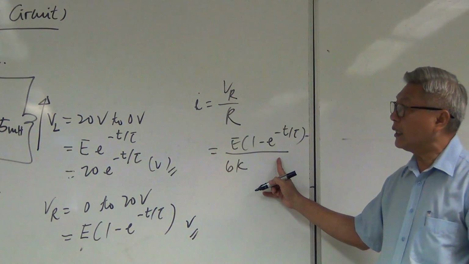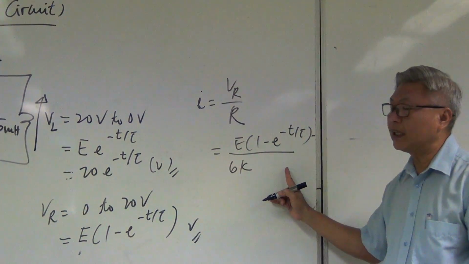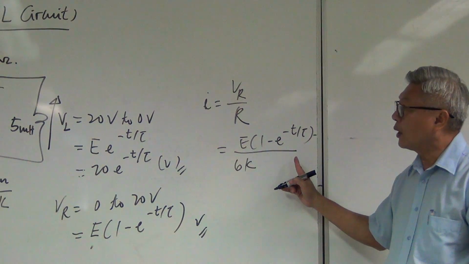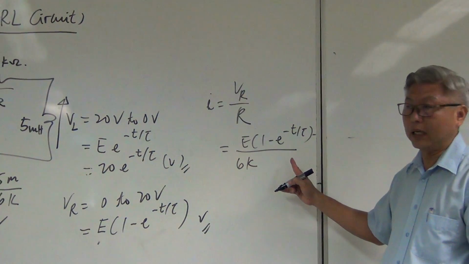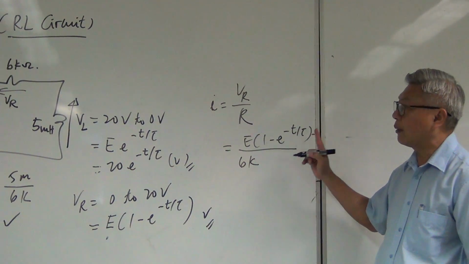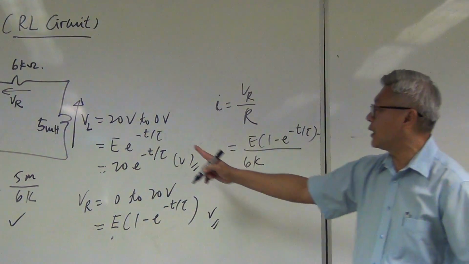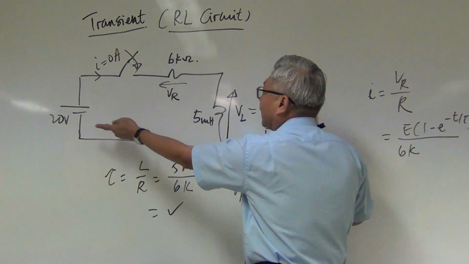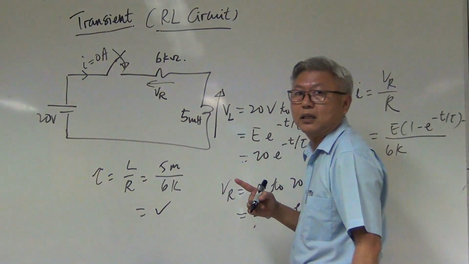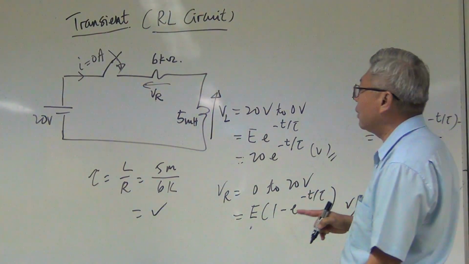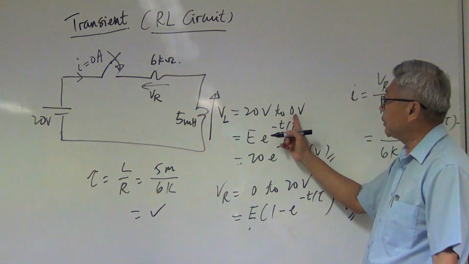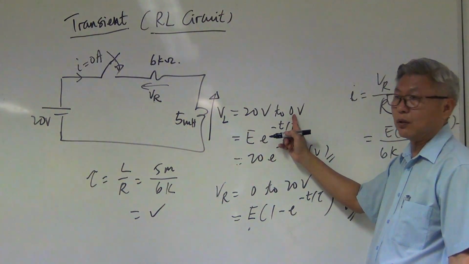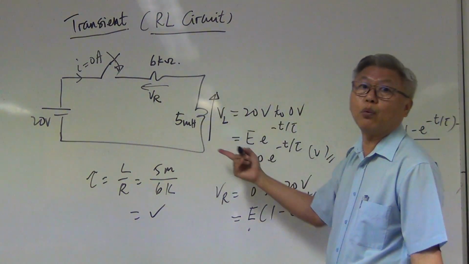It's increasing. So finally, the final current in this circuit is just 20 volt divided by 6K, because finally the voltage here will become 20 volts. Right? Finally here is 0, right? So if here is 0, finally here is 20. So the final current is 20 divided by 6K. So in other words, finally the voltage across the inductor becomes 0 volts. Actually finally it becomes a piece of wire.